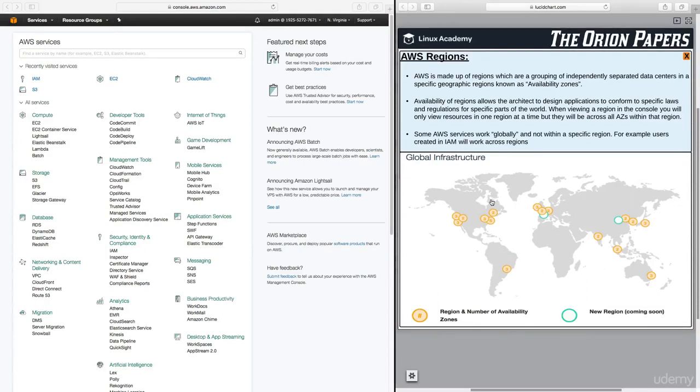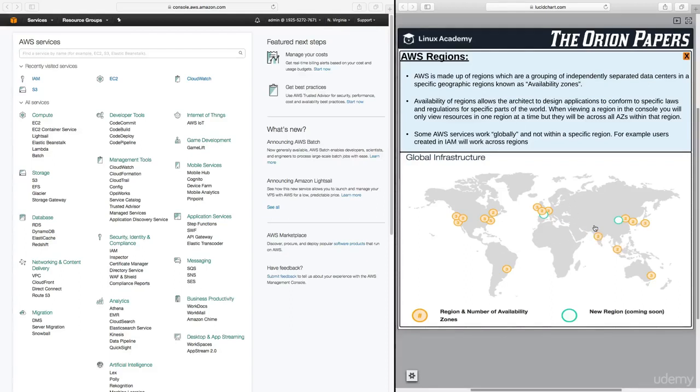So these are actual areas which are made up of availability zones, which we're going to get to in a second. But the regions are actually where the AWS data centers are located. So when you provision something like an EC2 instance or you store data in S3 and you select the region that it is provisioned in or stored in, you're selecting these physical locations to actually store that data.